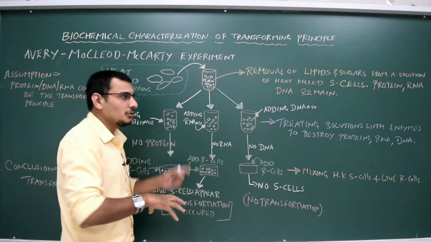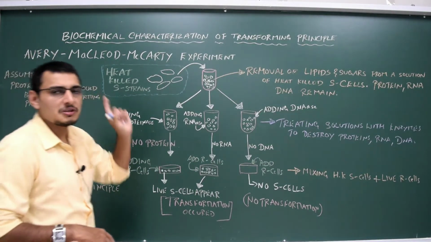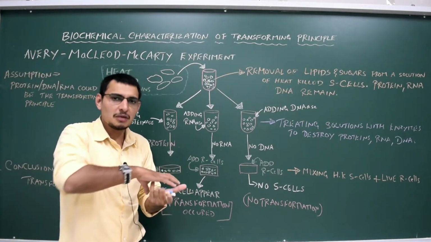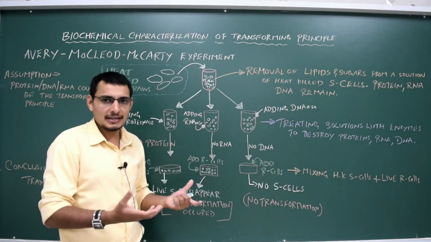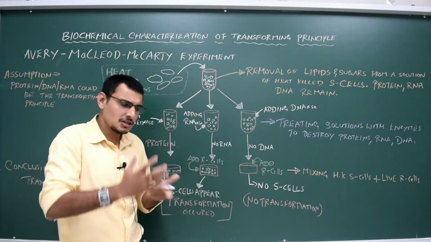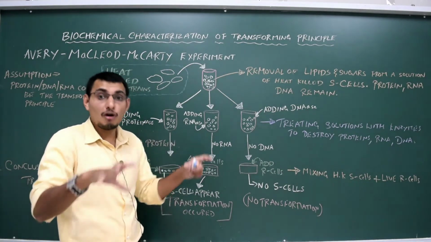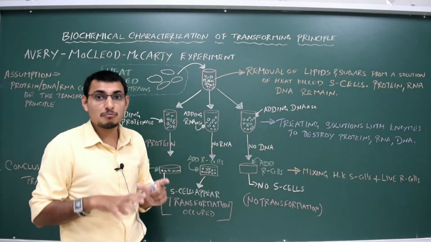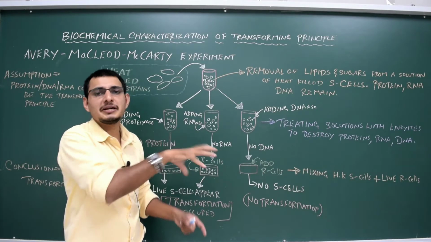Okay, so here you could see I have written biochemical characterization. First of all, what is a biochemical? You take a cell and you see many biochemicals like lipids, sugars, polysaccharides, carbohydrates, and also proteins, DNA and RNA. Now out of these 6 different types of biochemicals, which is the transforming principle or which is the genetic material?